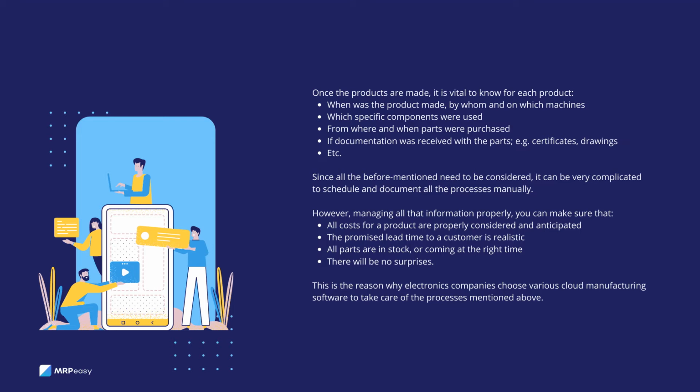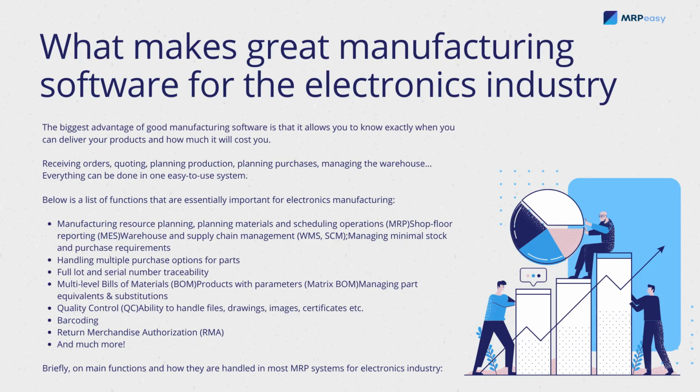This is the reason why electronics companies choose various cloud manufacturing software to take care of the processes mentioned above. The biggest advantage of good manufacturing software is that it allows you to know exactly when you can deliver your products and how much it will cost you. Receiving orders, quoting, planning production, planning purchases, managing the warehouse. Everything can be done in one easy-to-use system.